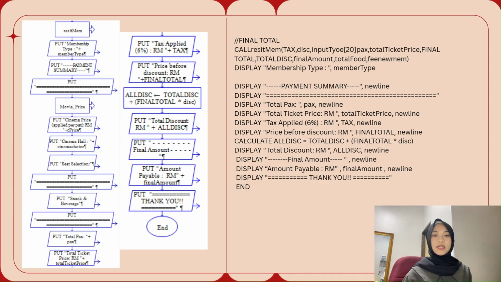This final section calculates and displays the payment summary. The system calls the membership receipt module to apply tax, discount, and membership fee. It then shows the membership type and summary of payment details. These include the total number of the customer, total ticket price, tax amount, price before discount, and total discount. Finally, the system displays the final amount payable and ends the receipt with a thank you message.